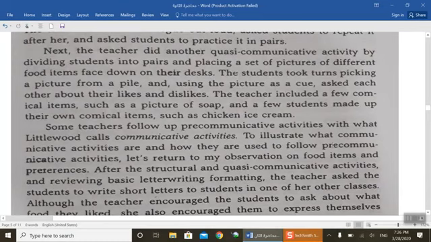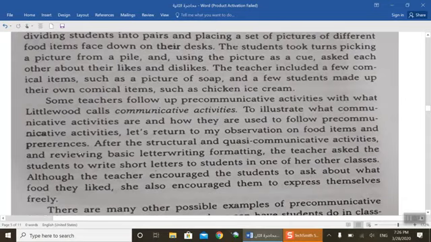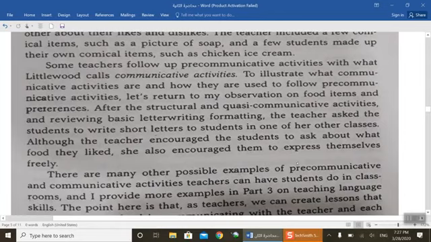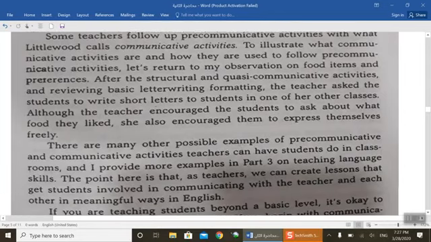To illustrate what communicative activities are and how they are used to follow pre-communicative activities, let's return to my observation on food items and preferences, and the structural and quasi-communicative activities, and reviewing basic letter writing formatting. The teacher asked the students to write short letters to students in one of her other classes. Although the teacher encouraged the students to ask about what food they like, she also encouraged them to express themselves freely. You see here?